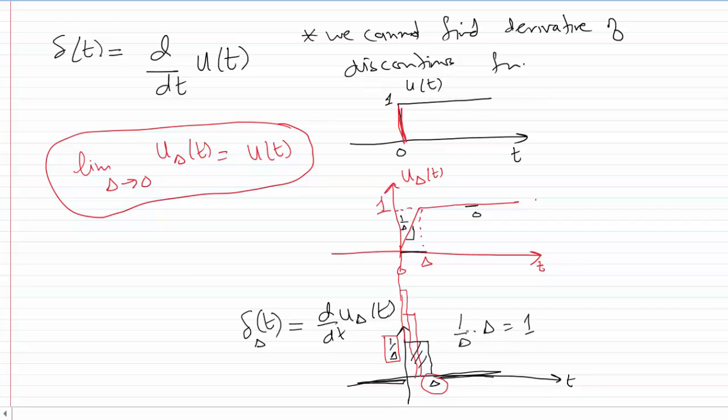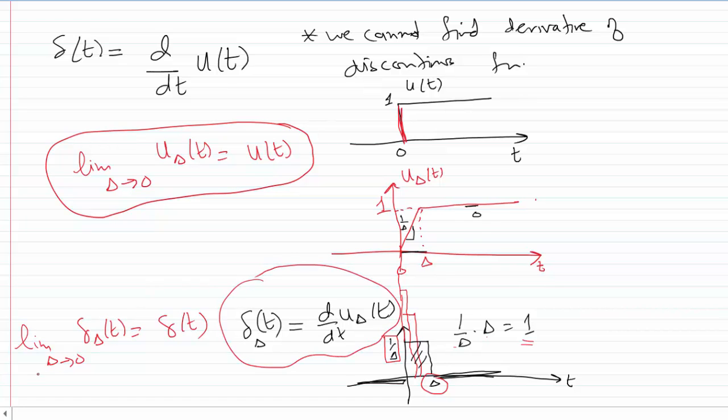But the area of this pulse is always going to be 1, because these two quantities are going to increase and decrease at the same rate. And if I get this delta to be infinitesimally small, then that thing is going to become delta of t. So we have established the fact that if I apply the limit on this function, I'm going to get delta of t.